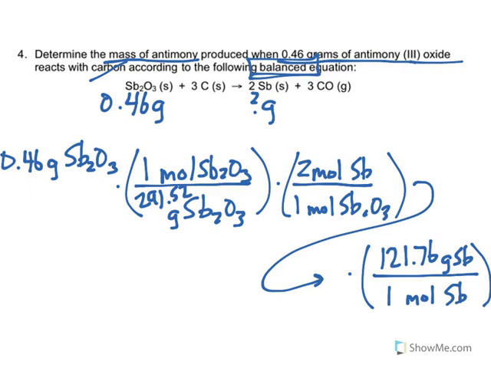Plug this in the calculator, multiply across the top, divide across the bottom, only 2 sig figs here. This should come out to 0.38 grams of Sb.